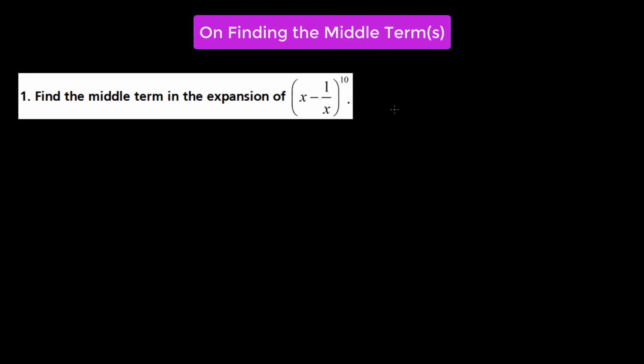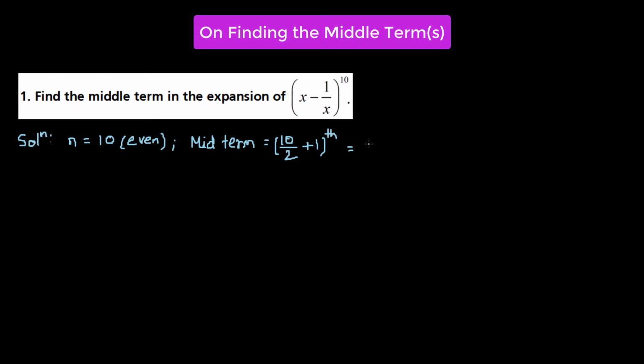So we have to determine the middle term in the expansion of (x minus 1 over x) raised to the power of 10. So we begin by finding the middle term. Here n equals 10, which is an even number. So we'll use the formula to find the middle term, which will be n over 2, that is 10 over 2 plus 1, and that will give us the middle term.